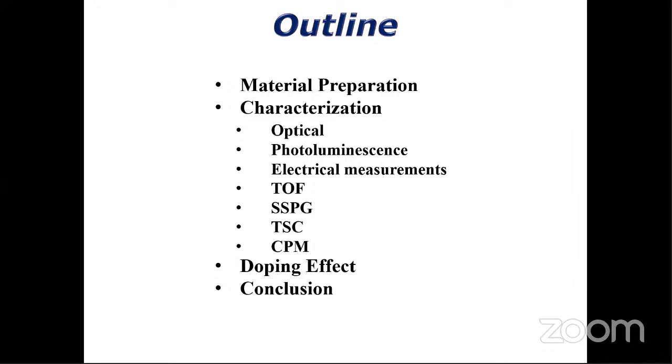So we have divided this portion of our talk into different topics. First, I will go very quickly through the material preparation which I have taken, then the characterization tools. These are optical, photoluminescence technique, electrical measurements, and the time of flight experiment which we have designed and fabricated in our laboratories, and single slit photo grating experiment, thermally stimulated current measurements, constant photocurrent measurements. All these techniques I will discuss, which are used for the determination of the different transport parameters in the laboratory. And if time permits, I will discuss some doping effects. Otherwise, I will skip this part.